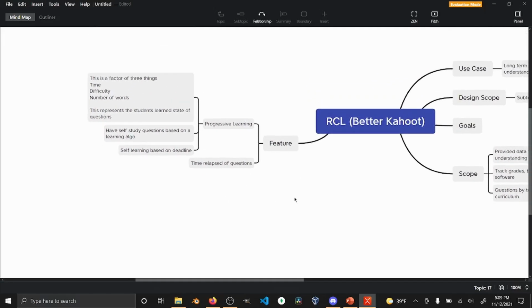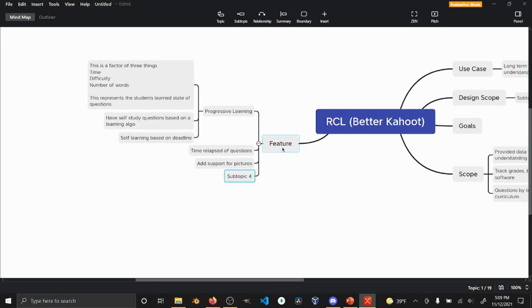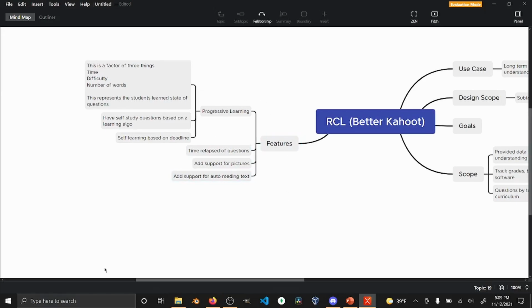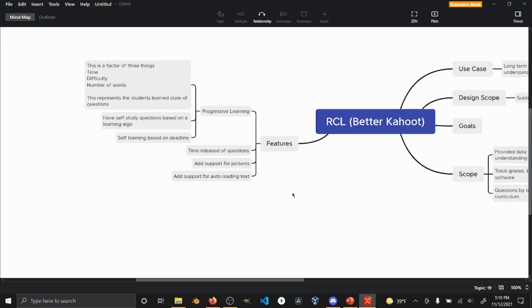And what was that? It was how students are different learners. Some of them are auditory, some of them like to see a visual. I know some people who need to be read to if they're taking a test, because if they're reading it, they can't comprehend it, but if they hear it, they can. Okay, so we got that. We got progressive learning. So we're definitely missing a few in here. Time to release the questions, add support for pictures, add support for auto-reading text.